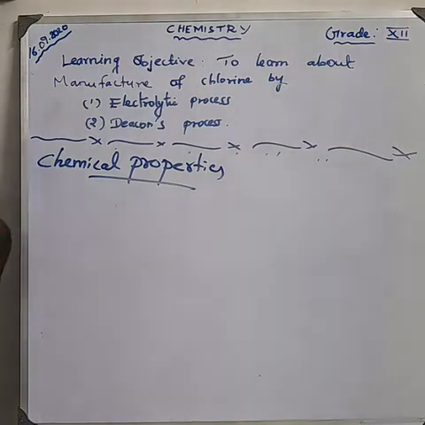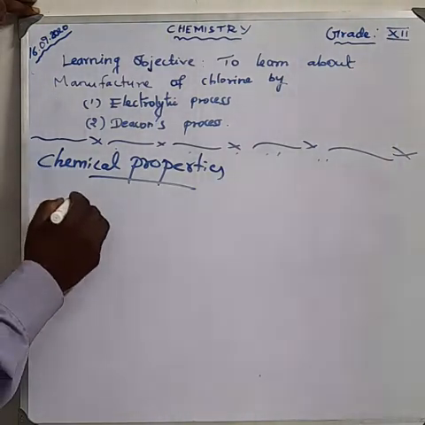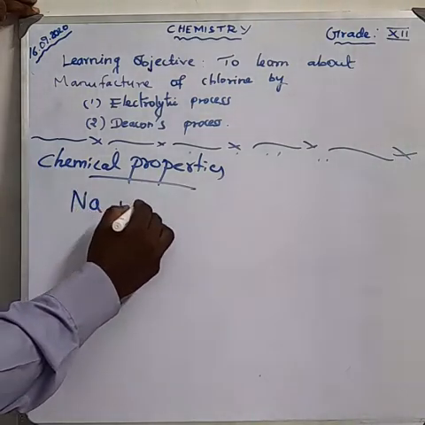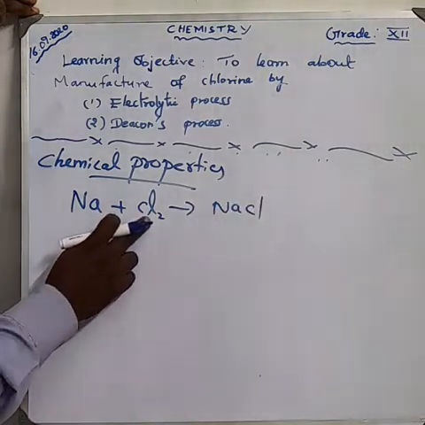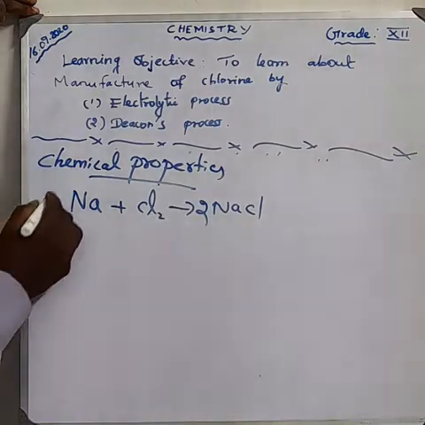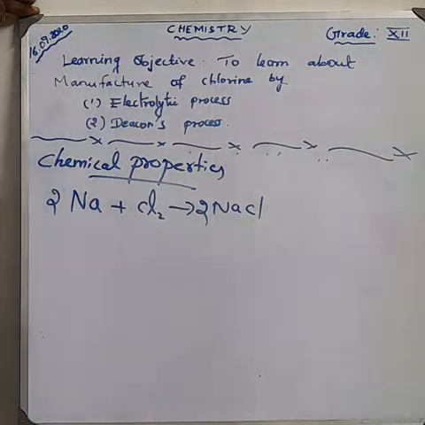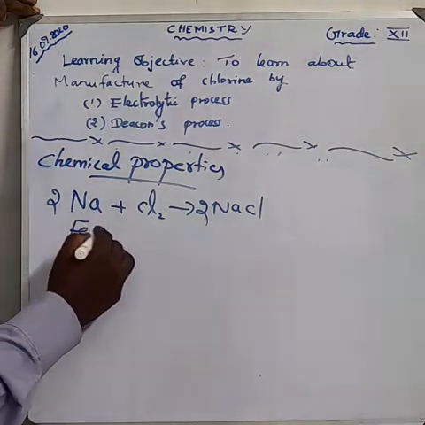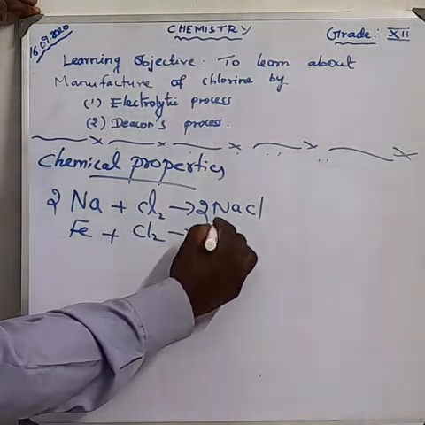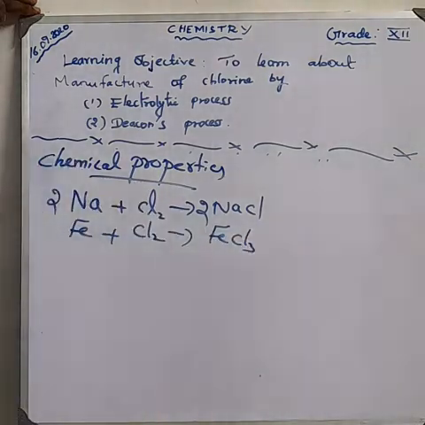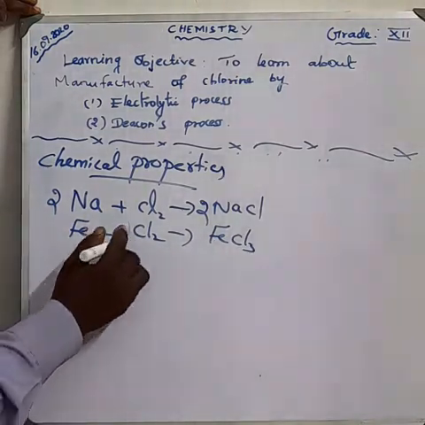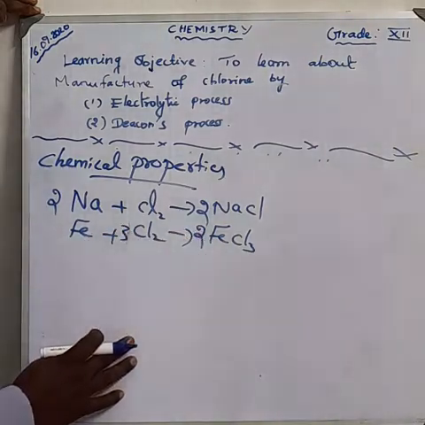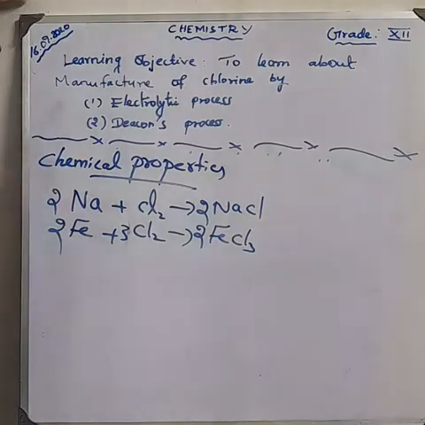First of all, chlorine reacts with sodium. All of you know that sodium combines with chlorine to form NaCl. How much chlorine is there? 2 chlorine, so make it 2 here. How much sodium is there? 2 sodium. Now the equation is balanced. Also, iron, Fe, reacts with chlorine to form FeCl3, ferric chloride. There are 3 chlorine, so make it 2 and 3 here. How much iron is there? 2 iron. Now the equation is balanced.